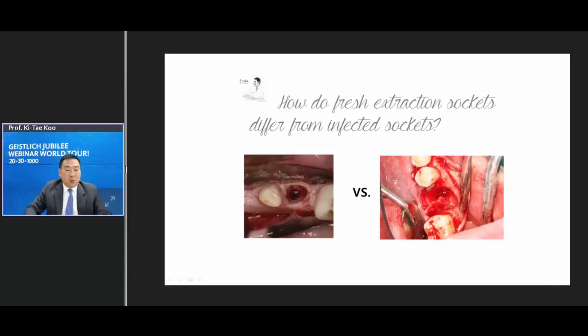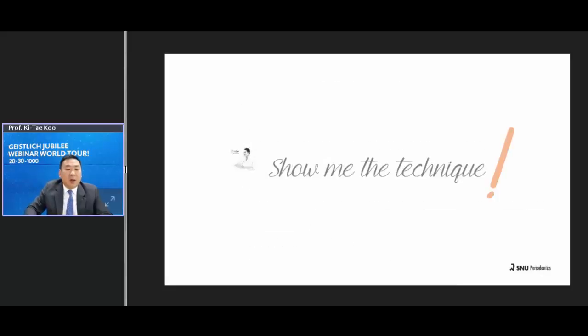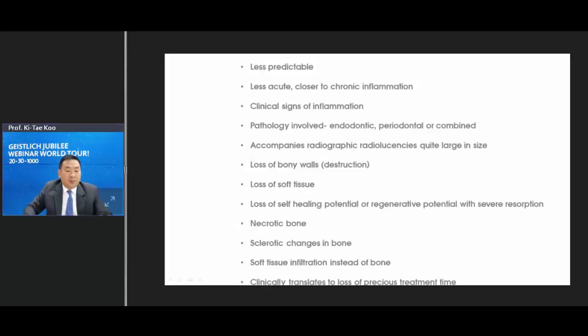So one of the most frequently asked questions I would like to answer this way. The question would be, how do fresh extraction sockets differ from infected sockets? And I have a list of reasons for that, and I'll show you and explain one by one. The first reason would be that infected sockets are less predictable than fresh sockets.